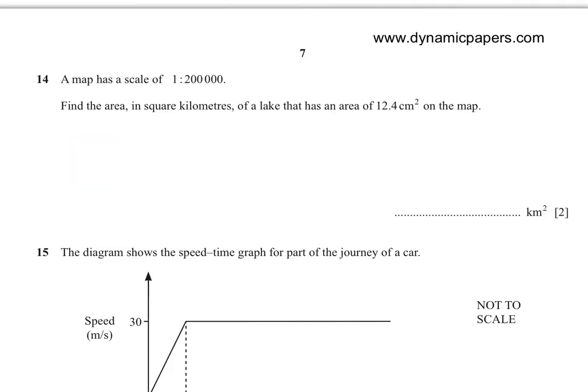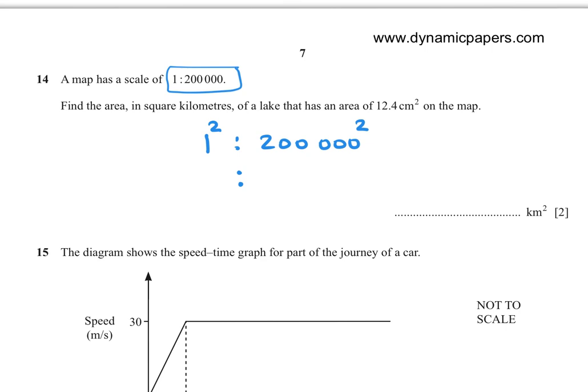Now 14. A map has a scale 1 to 200,000. Find the area in square kilometers of a lake that has an area 12.4 centimeters squared on the map. If you have a map scale, you cannot find the area from it before you square the map scale, because the scale ratio is length to length. But I need area to area, so we need to square the map scale: 1 squared, which is 1, to 200,000 squared.